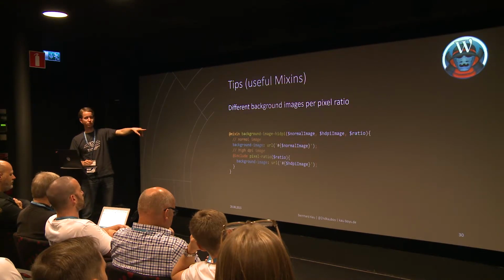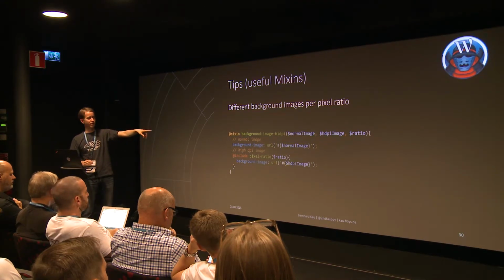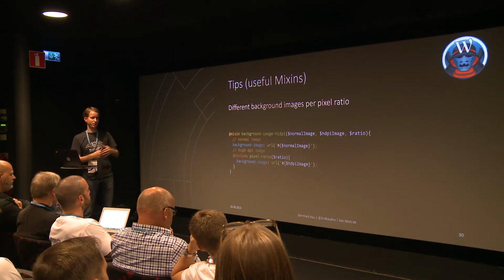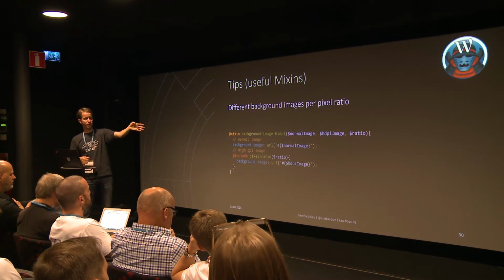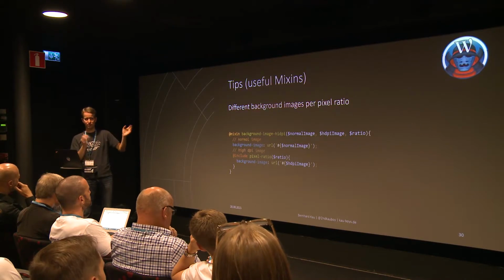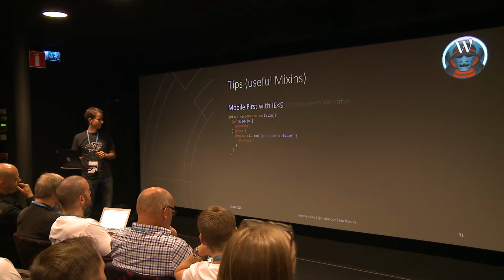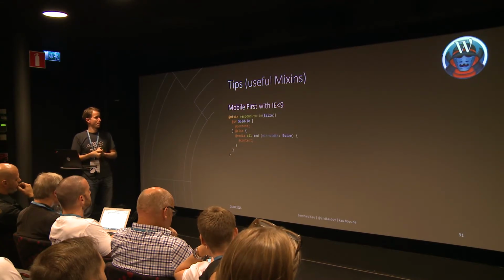So you say, okay, the first attribute is the path to the PNG file, the second one is the path to the SVG file, and the third one is the ratio at which I want to start using the SVG instead of the PNG file. So you can say some path PNG, SVG, and then 2 for standard Retina displays.